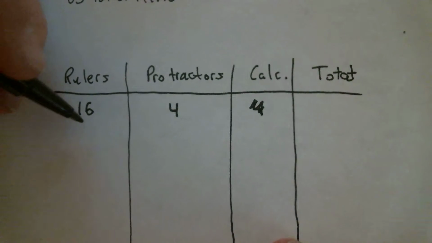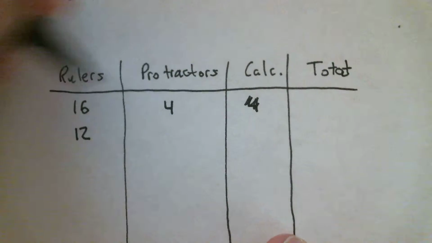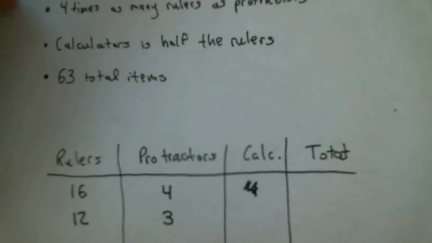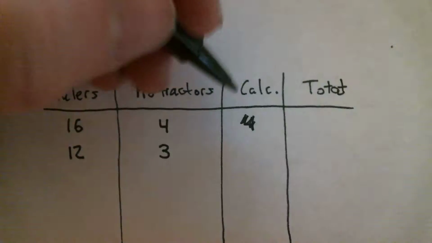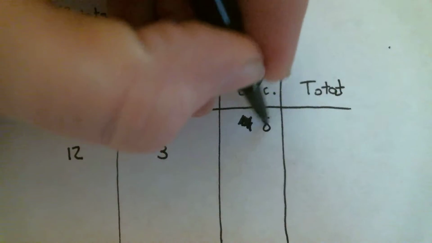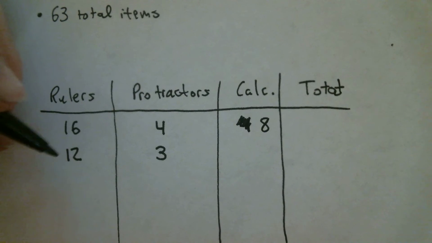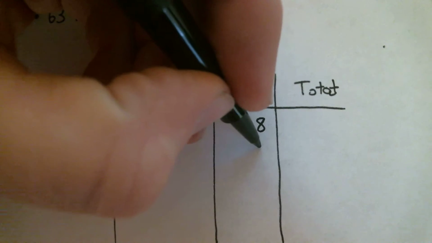Or for example, if I did 12 rulers, this would have to be 3 protractors. Now here's the other deal. It says calculators is half the rulers. So it means if I have 16 rulers, half of those would be 8. Here, rulers are 12. Half of that would be 6.